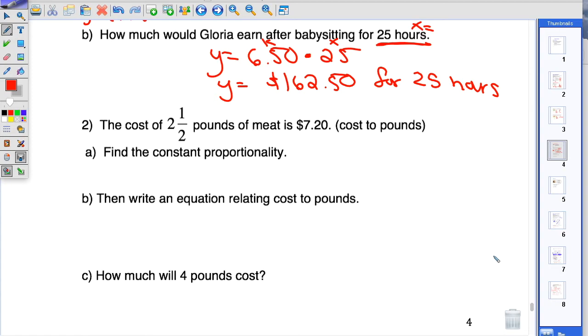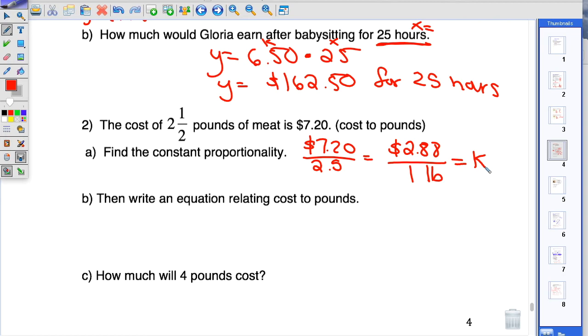Number 2. The cost of 2½ pounds of meat is $7.20. And we want to represent this cost to pounds. We want to find the constant of proportionality. So we want to put our cost, $7.20, over your number of pounds. And we can convert that to a decimal, 2.5 pounds. When we divide that out, the cost of the meat is $2.88 for 1 pound. So that's also your unit rate. That equals your k, your constant of proportionality, how much the meat costs per pound.